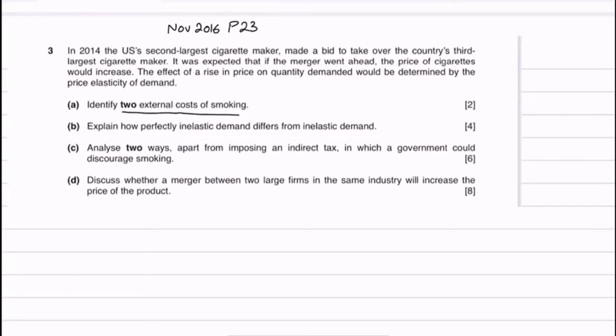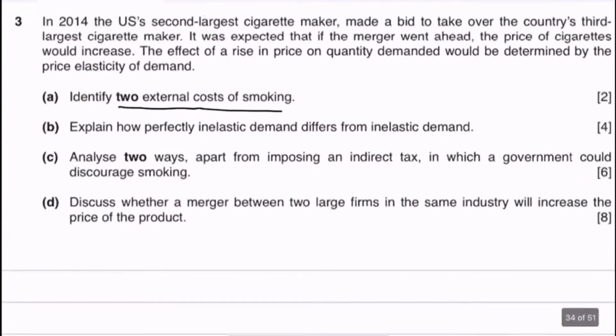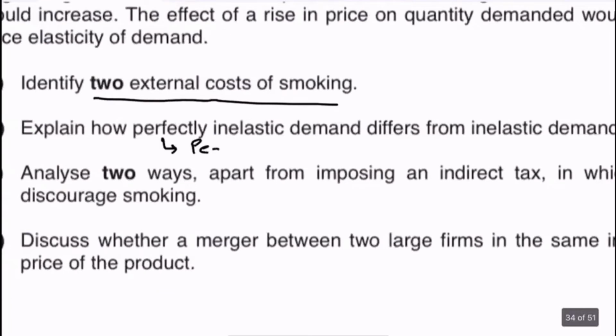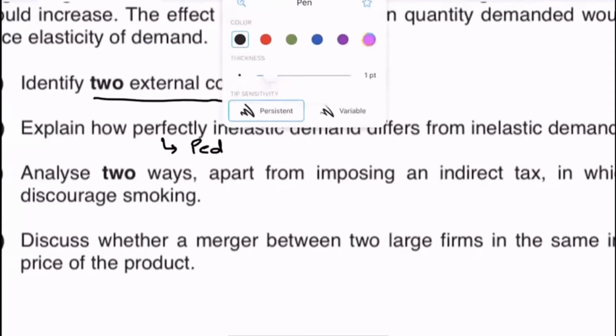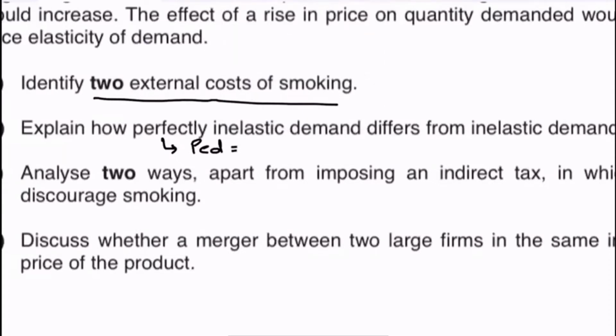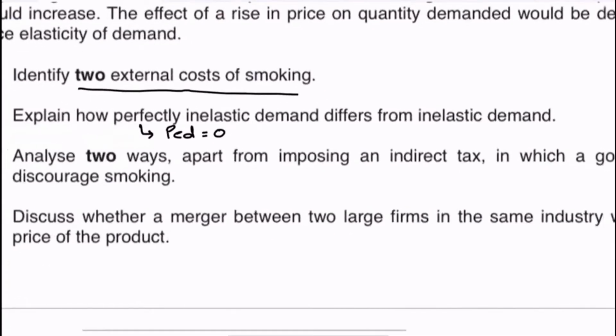Okay, so part B says explain how perfectly inelastic demand differs from inelastic demand. So for perfectly inelastic demand, there's no need to define elasticity. Just start directly. It's a 4-mark question. Perfectly inelastic demand is when PED is equal to 0, right? There's no elasticity in it, so there is no change in quantity demanded if price goes up and down. That is what you will write, right? So perfectly inelastic demand is when a change in price will have no effect on quantity demanded, right?